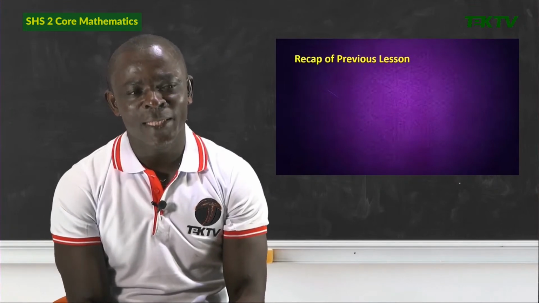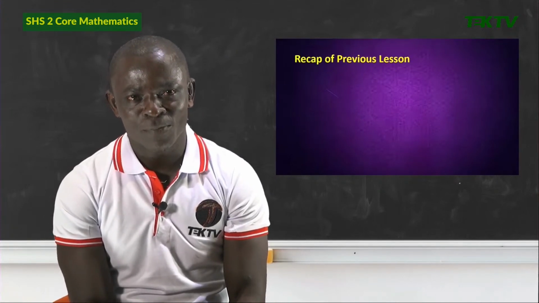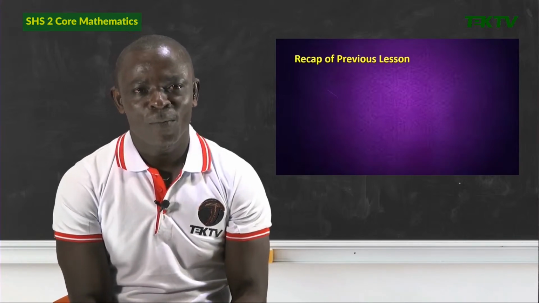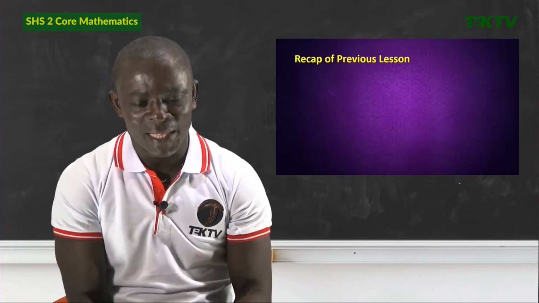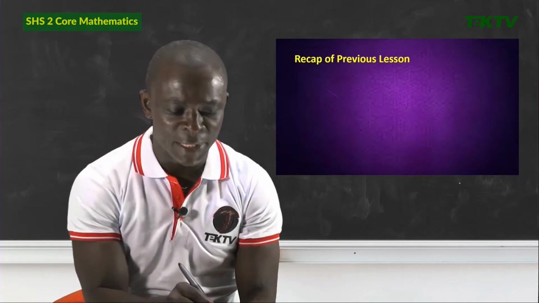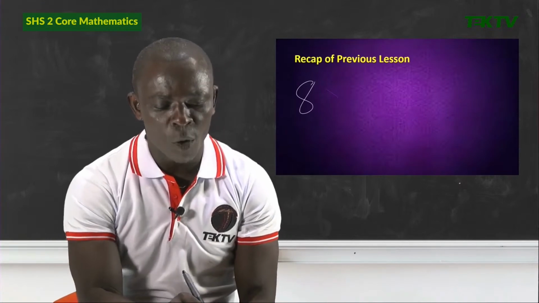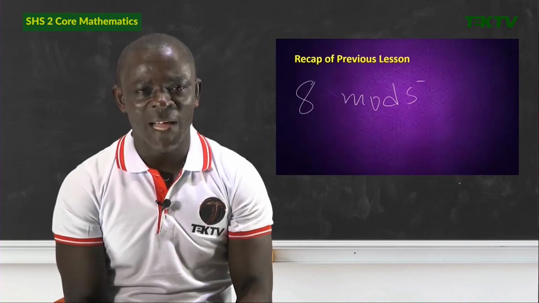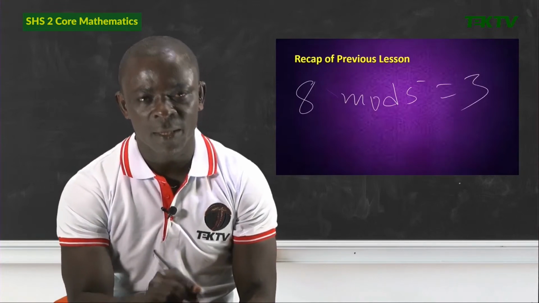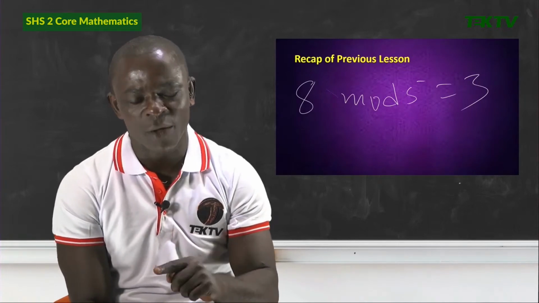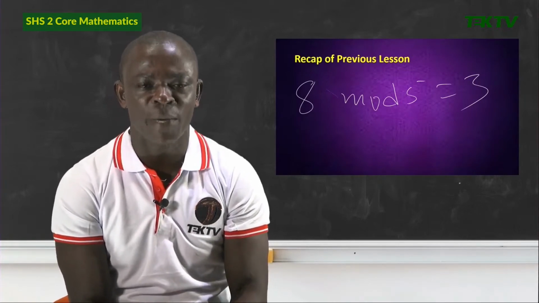Let's look at what we did last week. Last week, we learned how to find a mod of a given number. For instance, if you have 8 in mod 5, we said 8 in mod 5 is equal to 3. Why? Because 8 divided by 5 will give you 1, remainder 3. And we said we are interested in only the remainder.